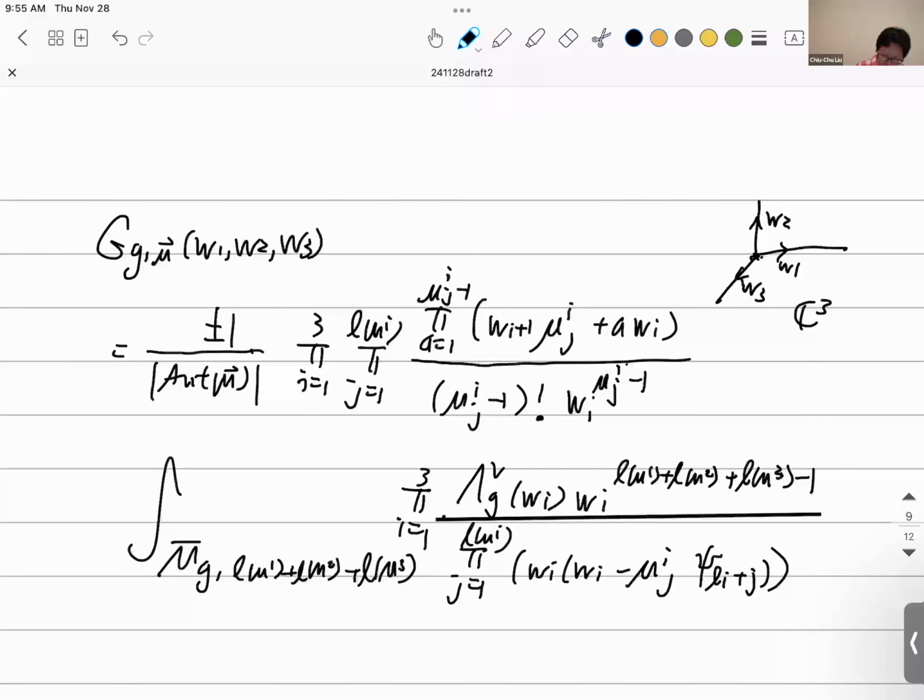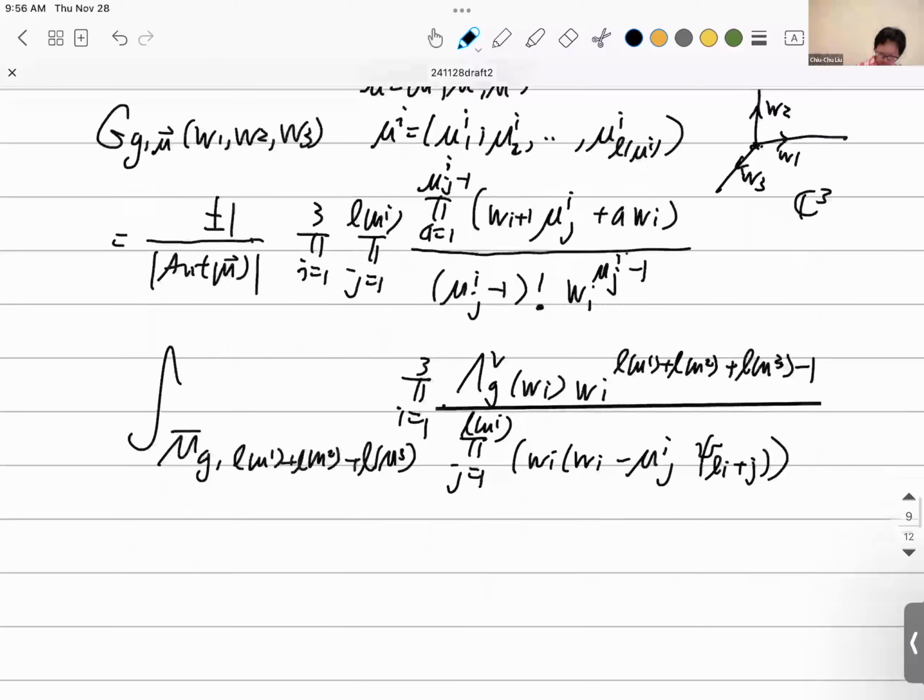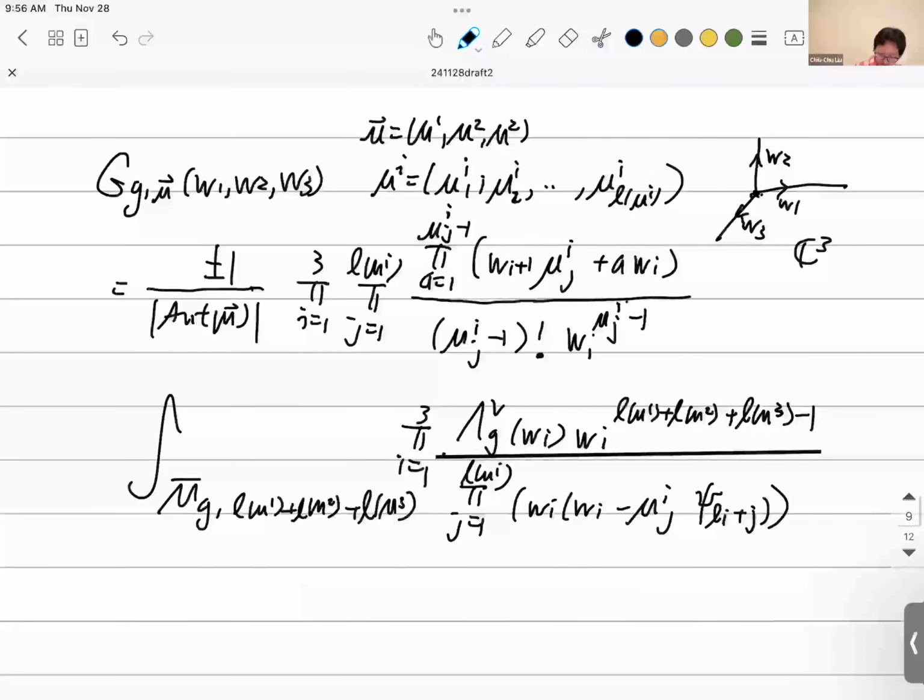So let's see. The first line is kind of clear because it just depends on W, and here mu is a triple of partitions. For each triple of partitions, the component of mu upper I is called mu upper I lower j, up to the length of this partition. So the first line is just this.